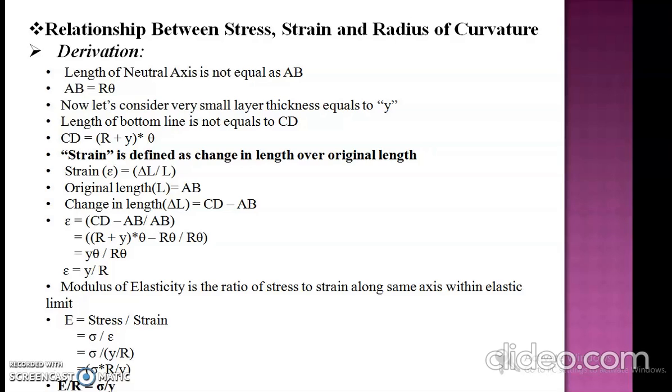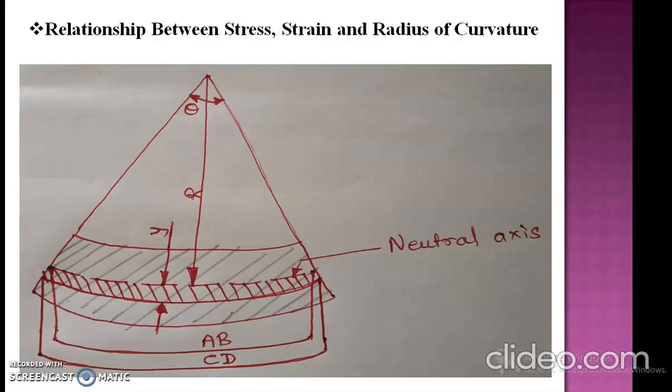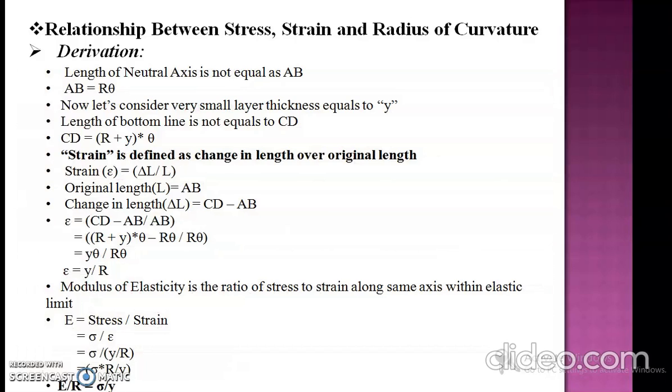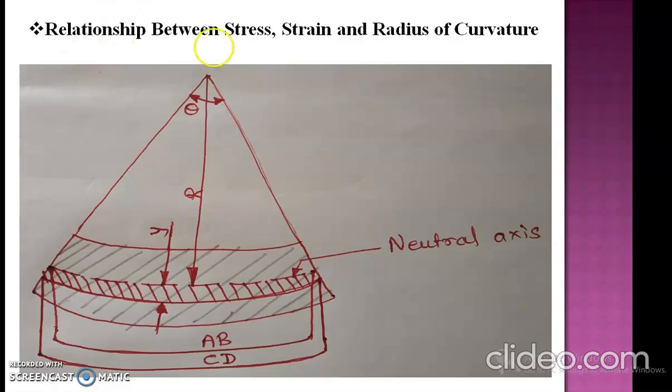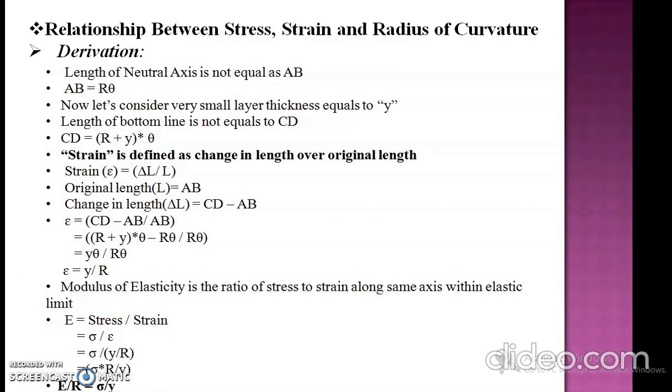Now let us consider a very small layer of thickness equal to y. As mentioned in the previous slide, this small portion is shown with the red hashed area, and its thickness is small y. The length of the bottom line CD is also not equal to the length of the neutral axis, so we need to identify the length of CD. It is the addition of R plus small y, into theta. CD is equal to R plus y into theta.